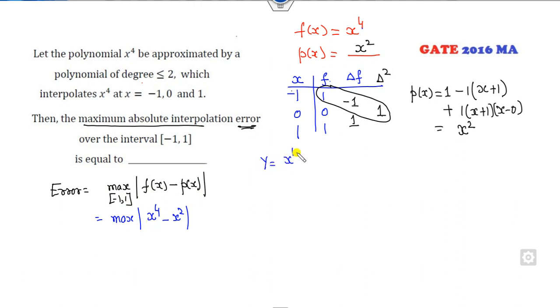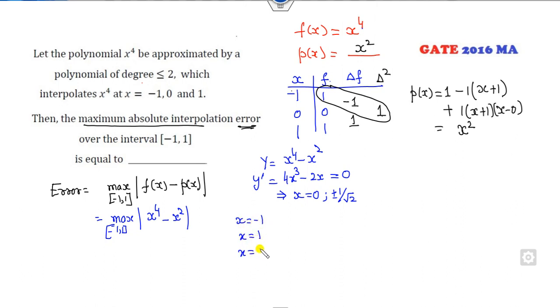So I can take firstly the critical point. So what is the y dash? It's 4x cube minus 2x. If I substitute 0, one value will be 0, one value will be plus minus 1 by root 2. Okay. So now since my domain is minus 1 to plus 1, I can check firstly minus 1, plus 1, 0, plus 1 by root 2, and then minus 1 by root 2.